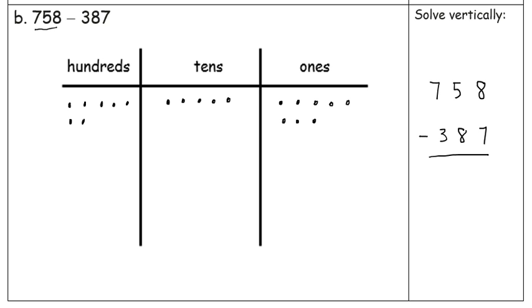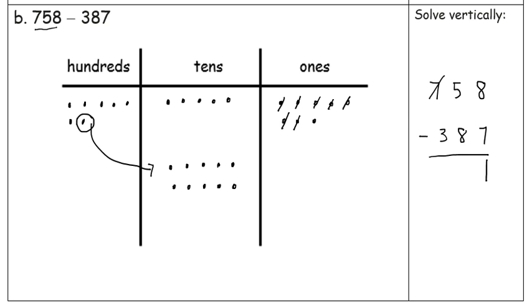I'll start my subtraction in the ones column. So it tells me I need to subtract 7 ones from the 8 that are there. So I'm just going to cross off 7 ones, and that leaves 1. In the tens column, I need to subtract 8 tens. I only have 5 tens, so I need to get some more tens. I'm going to take one of my hundreds, decompose it into 10 tens, and I'll show this move on the vertical format.